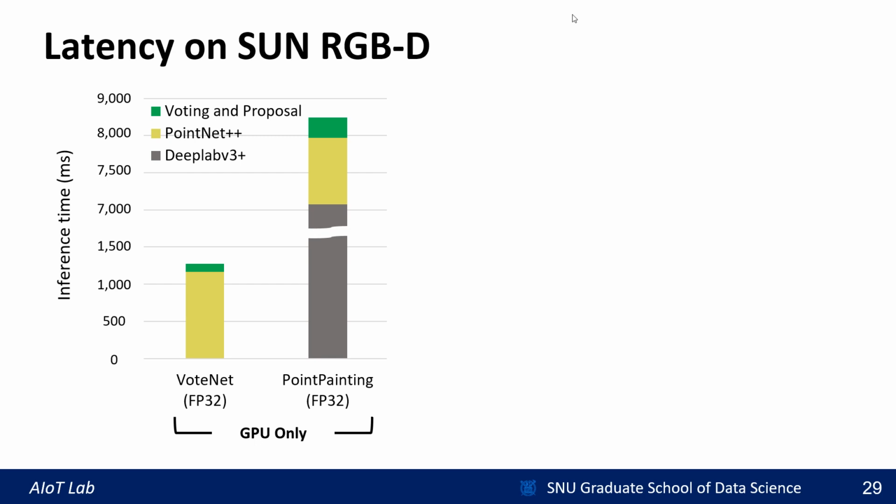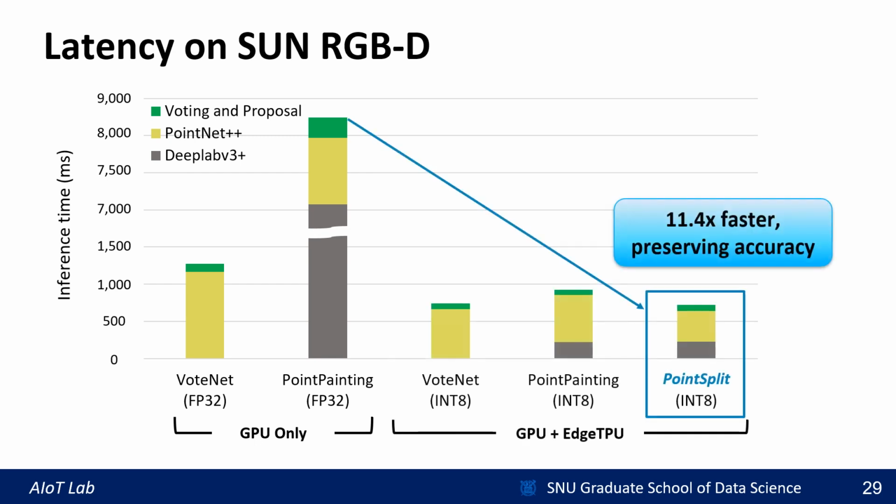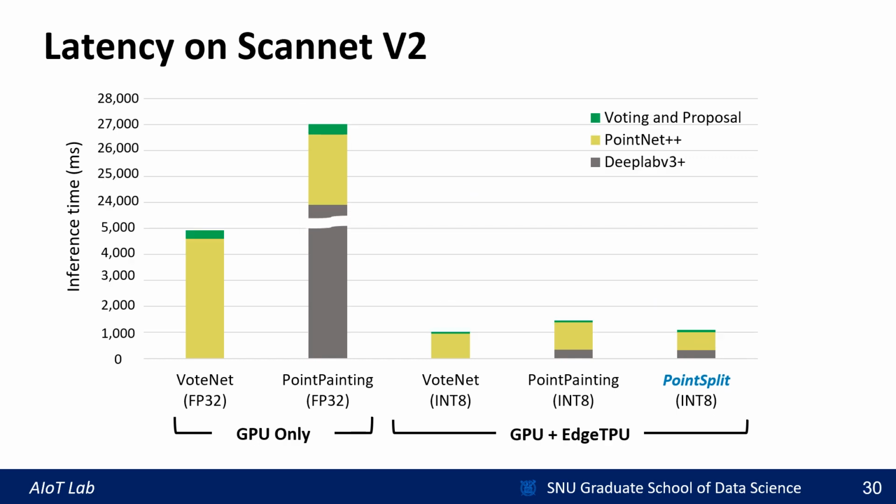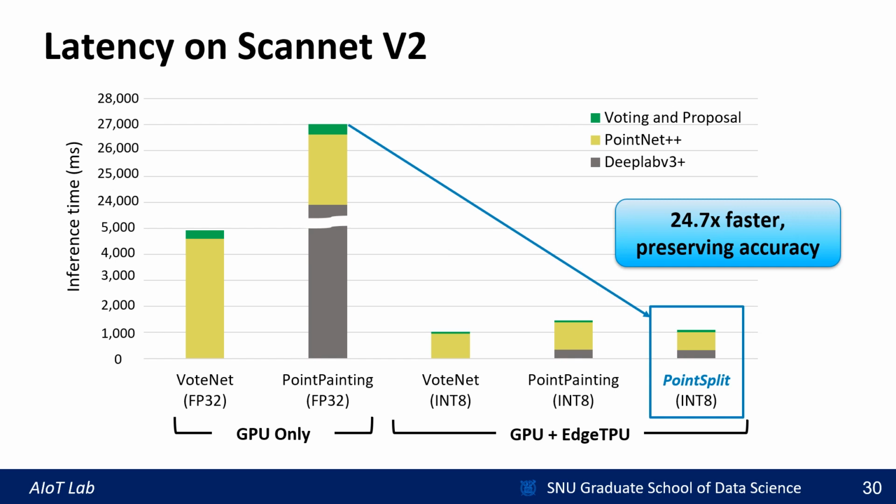Now we will explain experimental results on latency. To inference a single scene from Sun RGBD using both 2D and 3D input, on GPU, it takes longer than 8000 milliseconds. PointSplit decreases the latency to 750 milliseconds or 11.4 times faster, while preserving comparable detection accuracy. On ScanNet as well, PointSplit reduces the latency from 27,000 milliseconds to 1,100 milliseconds, or 24.7 times faster, while still preserving comparable detection accuracy.